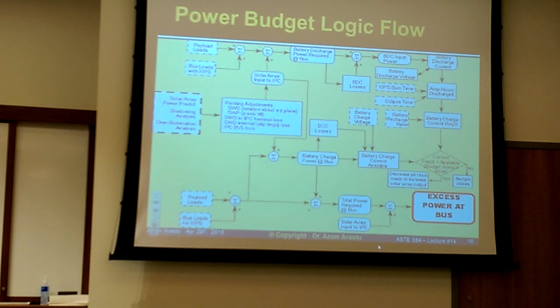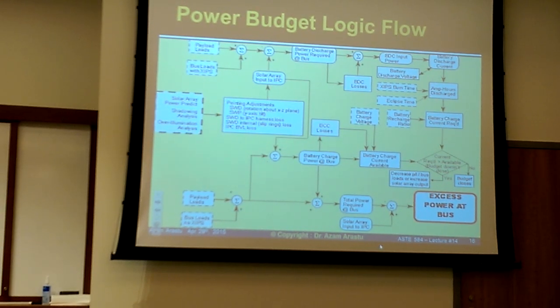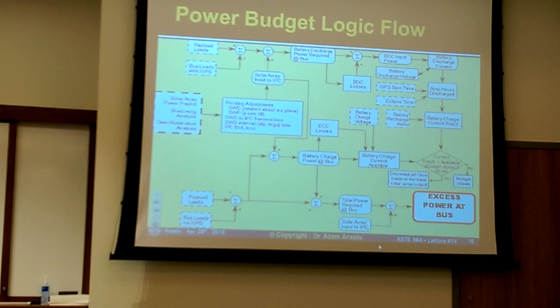From there, the difference is what you have. If there's more power than load, then you're charging the battery. If it is less, you're using the battery, so a battery discharge is required to maintain the bus. You take this battery discharge, and again you take the losses of the battery discharge controllers, and all that power goes into it. This part is really the battery management part. This is what I need for the discharging, and this is how much the battery discharge current really is.